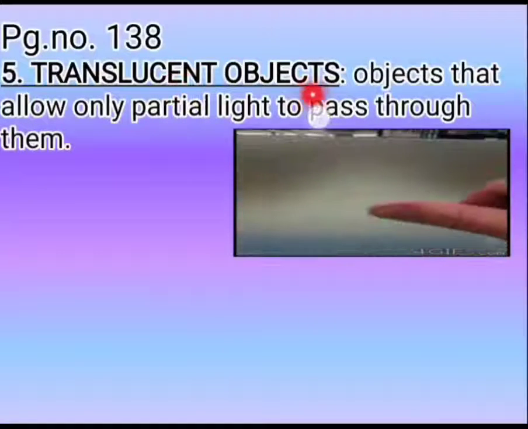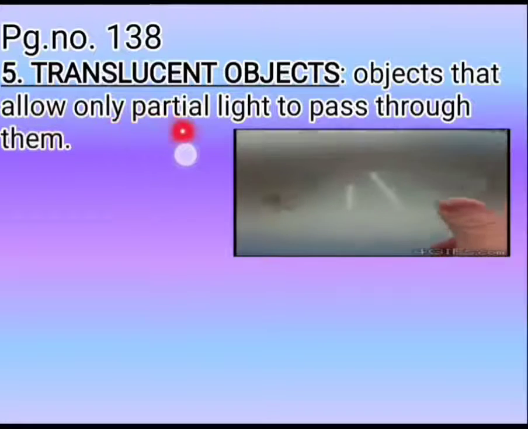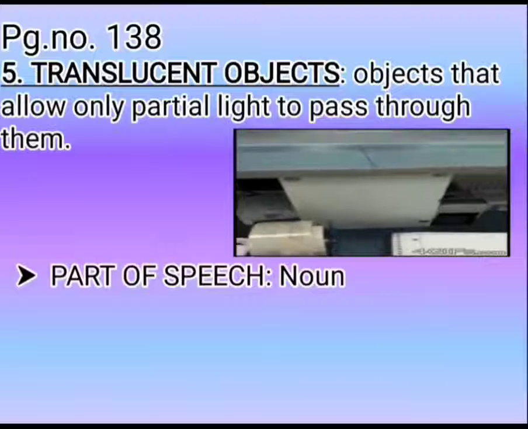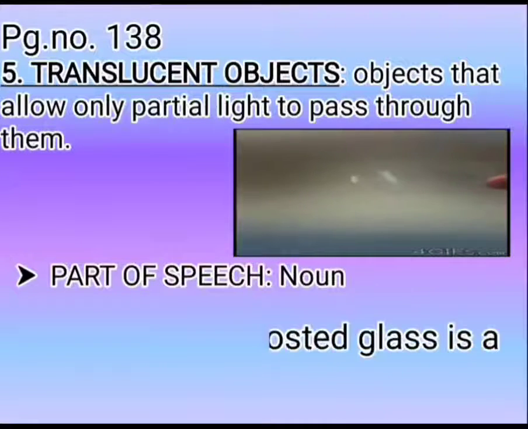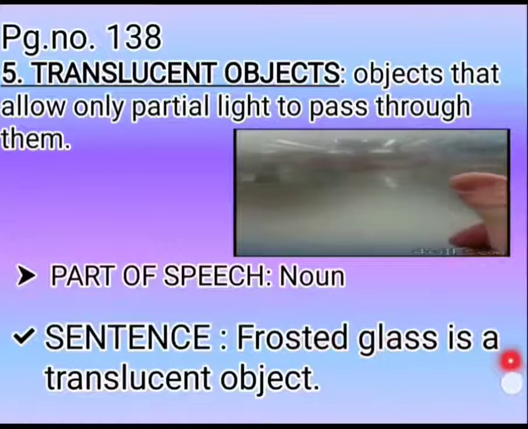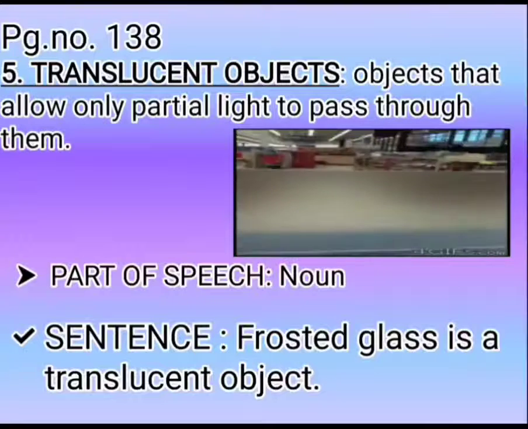Moving to the next word. Translucent objects, meaning objects that allow only partial light to pass through them. Translucent object is a noun. Sentence: frosted glass is a translucent object.